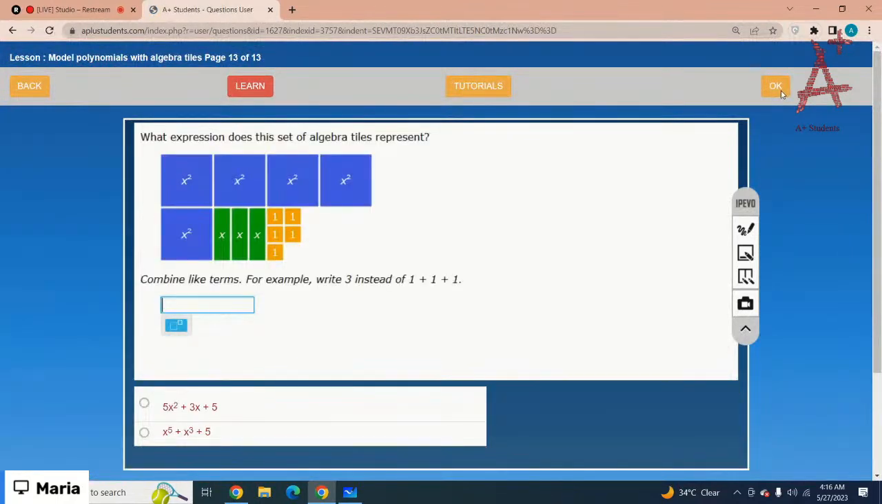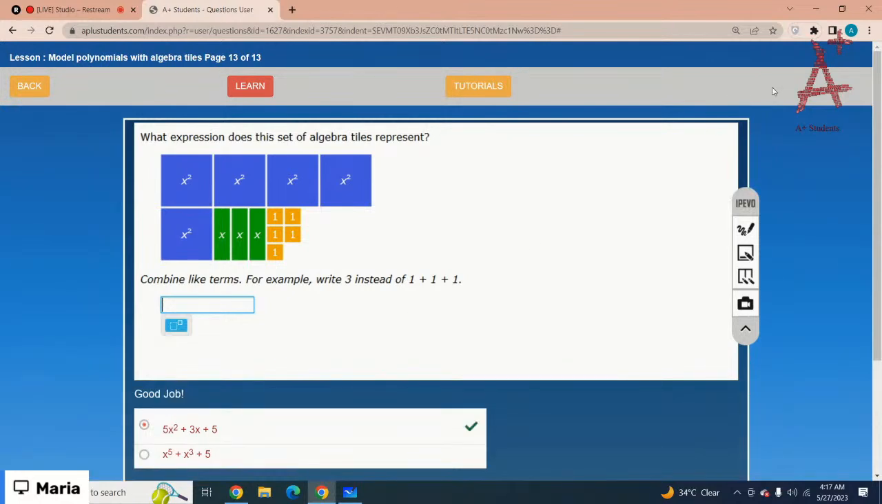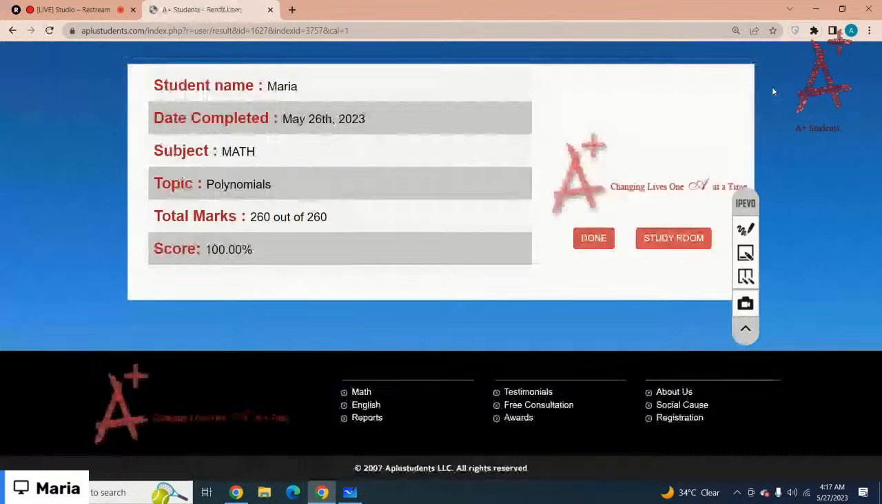What expression does the set of algebra tiles represent? It would be 5x square plus 3x plus 5. Option number 1 is the correct option. Okay, we are done with the lesson. Let's just move on to the next lesson.